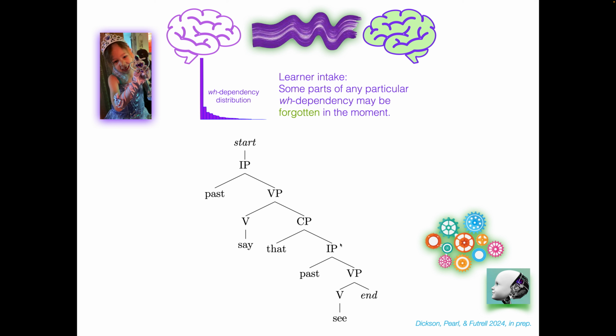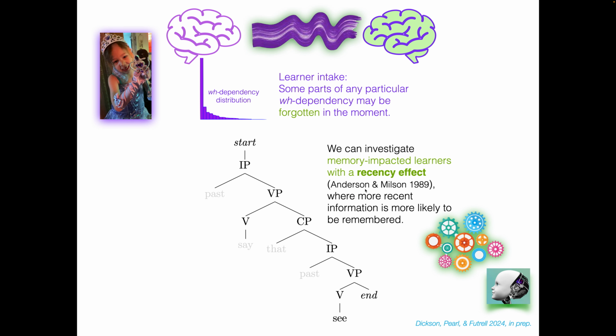So again, here's a sample WH dependency, a syntactic path that corresponds to a particular WH dependency the child might encounter in the input. And this, in some sense, is perfect intake, an idealized version. You get everything, all the structure, all the words, fantastic. If you forget a little something, maybe you forgot that it was in the past tense, a little forgetting. Maybe a little more forgetting, you forgot some of these, right? In fact, we can investigate memory-impacted modeled learners with a recency effect, a human thing that happens where more recent information is more likely to be remembered, and less recent information is more likely to be forgotten.